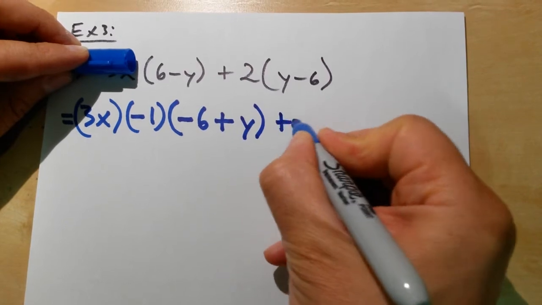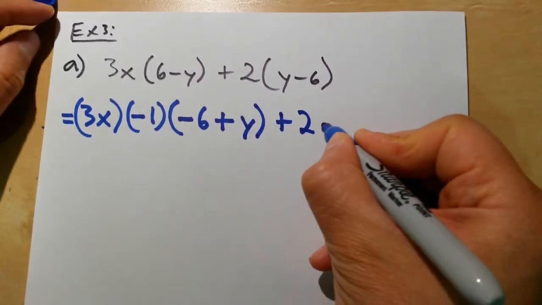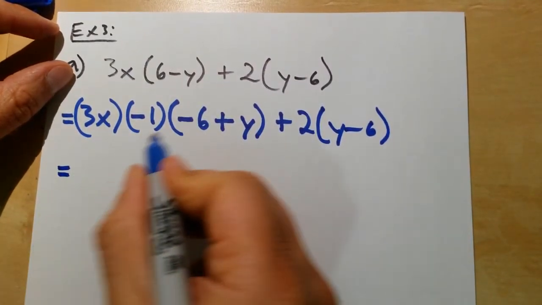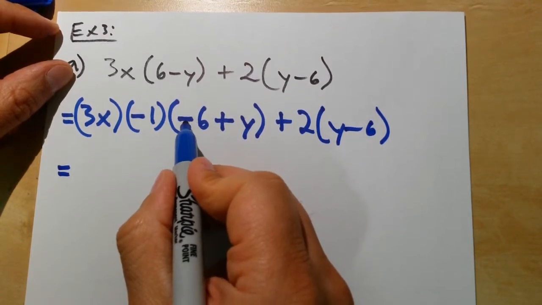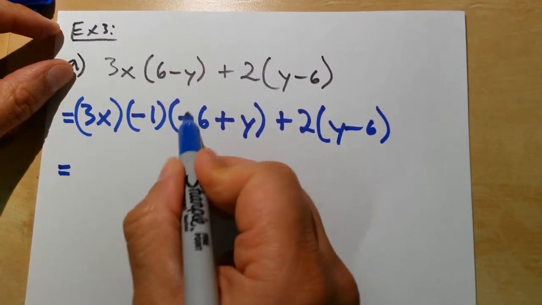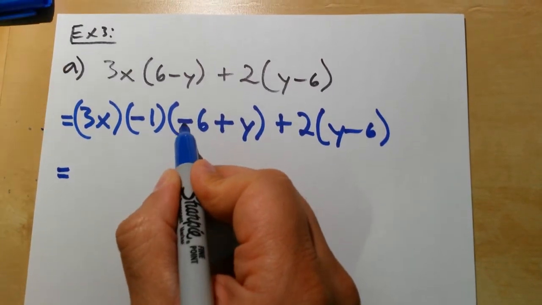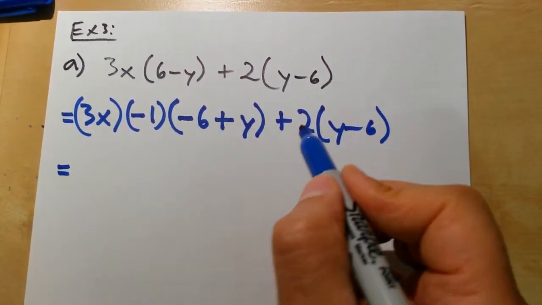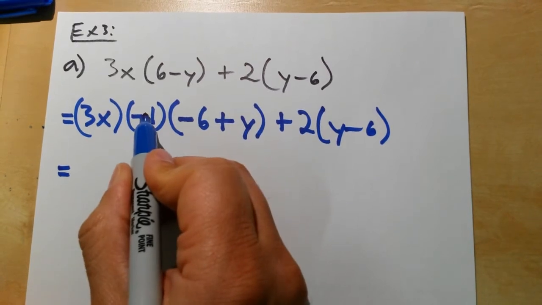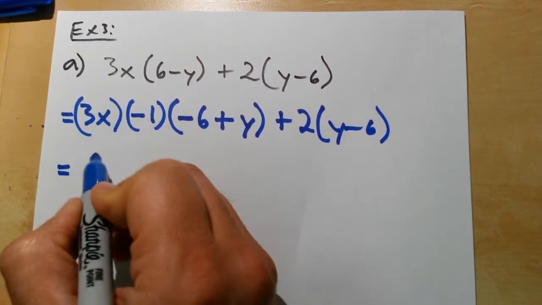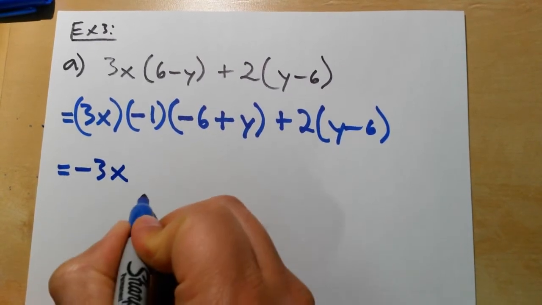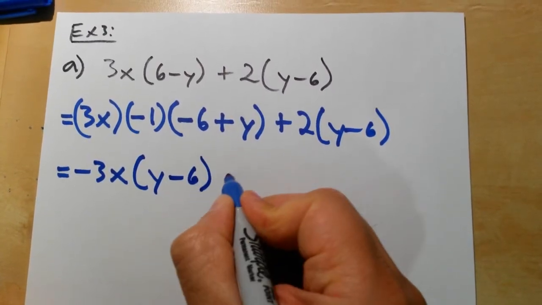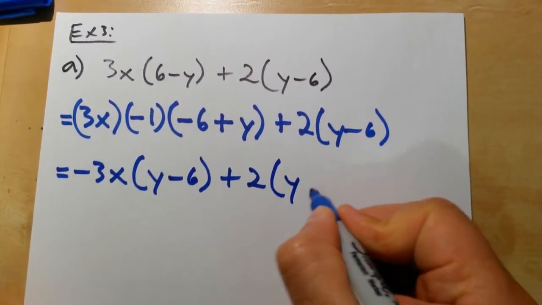And let's rewrite the rest of the expression. Plus 2 times (y minus 6). But look, if we have negative 6 plus y, we can just write the term with a positive sign in front. So that gives us y minus 6, same as here. And we can already start seeing how there is going to be a common factor. Now let's take care of this negative 1 here. Let's not just leave it there. Well, negative 1 times 3x is going to give us negative 3x. Let's rearrange the order of that expression. So negative 3x times (y minus 6) plus 2 times (y minus 6).